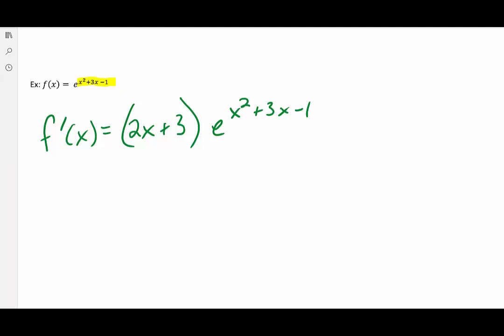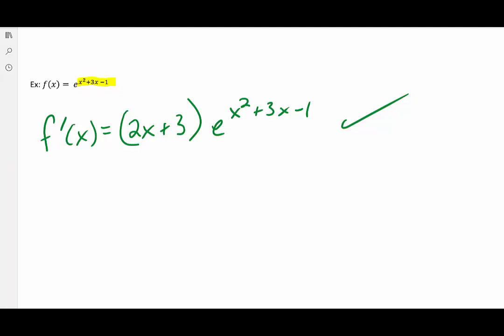All right, this is the correct answer. If I get rid of my parentheses, now this becomes the incorrect answer because now only the 3 is being multiplied to the e, whereas I need the entire 2x plus 3 multiplied to that. So the correct answer is 2x plus 3 times e to the x squared plus 3x minus 1.